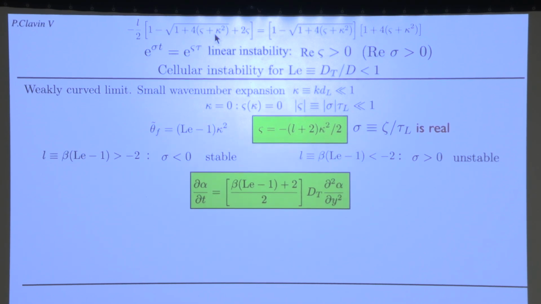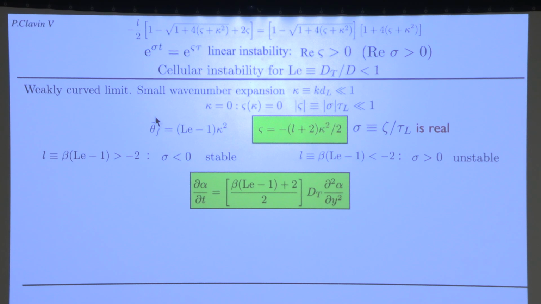The growth rate: only the square of the wave number is appearing in this problem. And this is because of the diffusion problem, all right? Because it is a reaction diffusion.